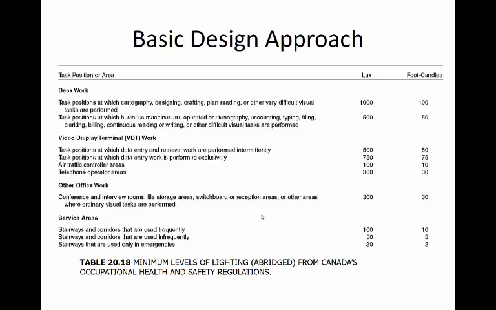So if we look here, here are different types of tasks, task positions or areas again. And we have different types of work, desk work versus working at a video display terminal. That's a computer screen. This is just an old term because our book is getting a little old here. Other types of office work and then also service areas. And you can see the recommended lighting levels for those.